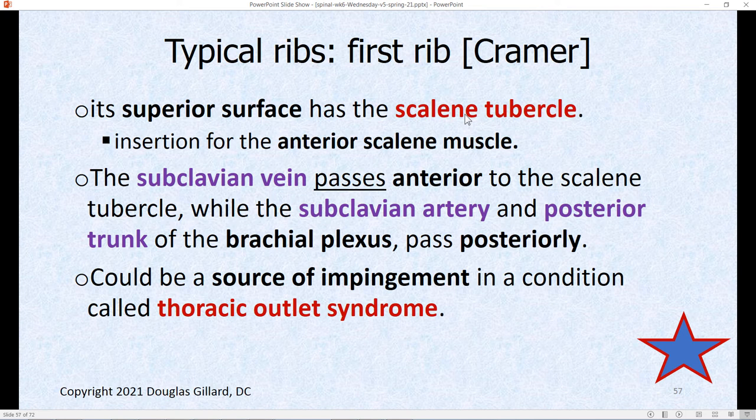That's always an easy question. What attaches to the scalene tubercle? But there's three scalenes, right? There's anterior, middle, and posterior scalene. So it's the anterior scalene that attaches to that.